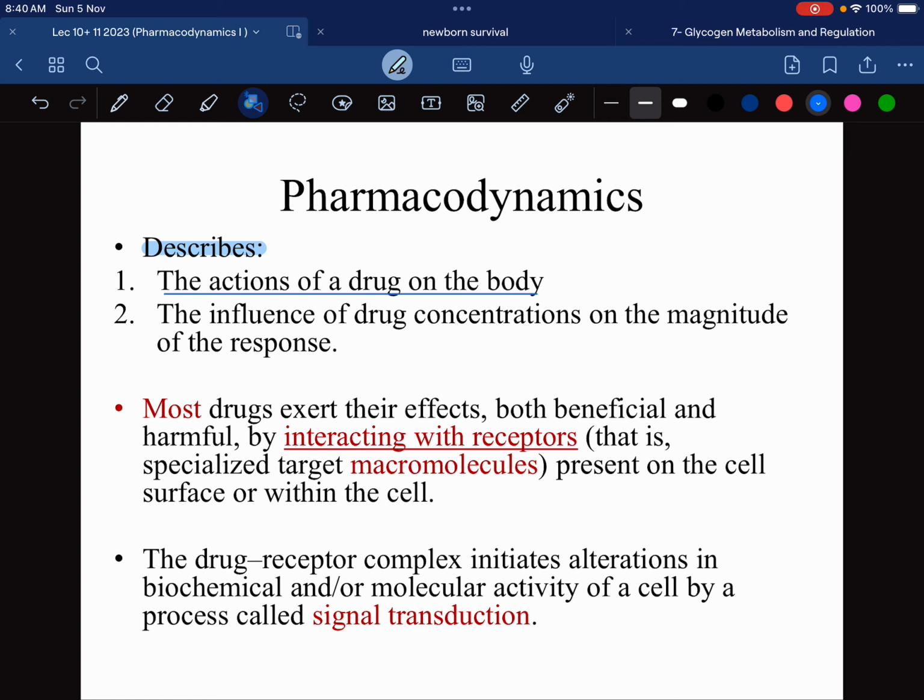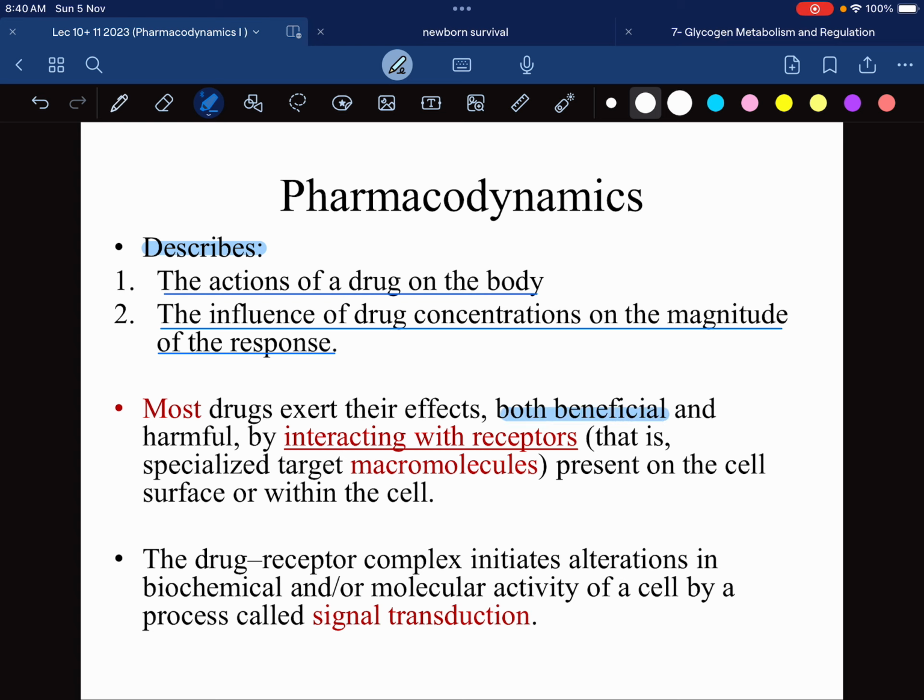The influence of the drug concentration and the magnitude of the response. Most drugs exert their effects, both beneficial and harmful, by interacting with a receptor. So the effect will sometimes be beneficial, sometimes harmful, by the drug interacting with its receptor, which is designed for the target macromolecule.